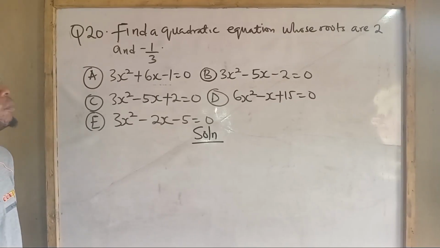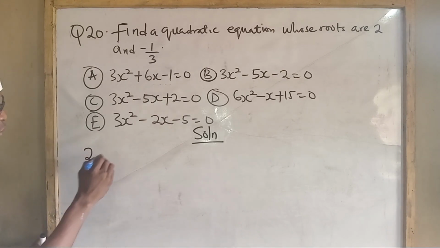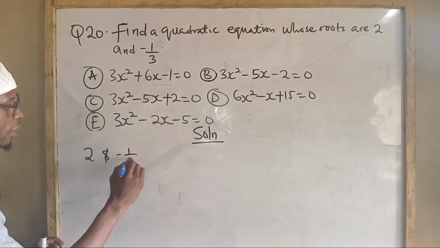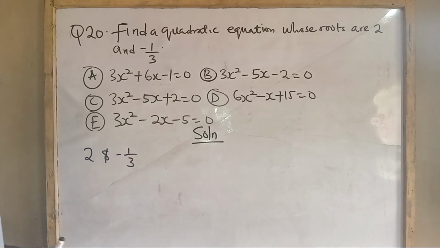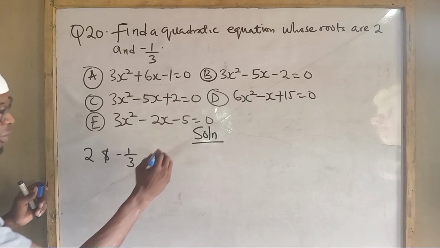Question 20 on the board says, find a quadratic equation whose roots are 2 and minus 1 over 3. So if you see question like this, there are two ways you can solve question like this. Either use the formula by using x squared minus sum of root x plus product of root equals to 0, or use a convention.